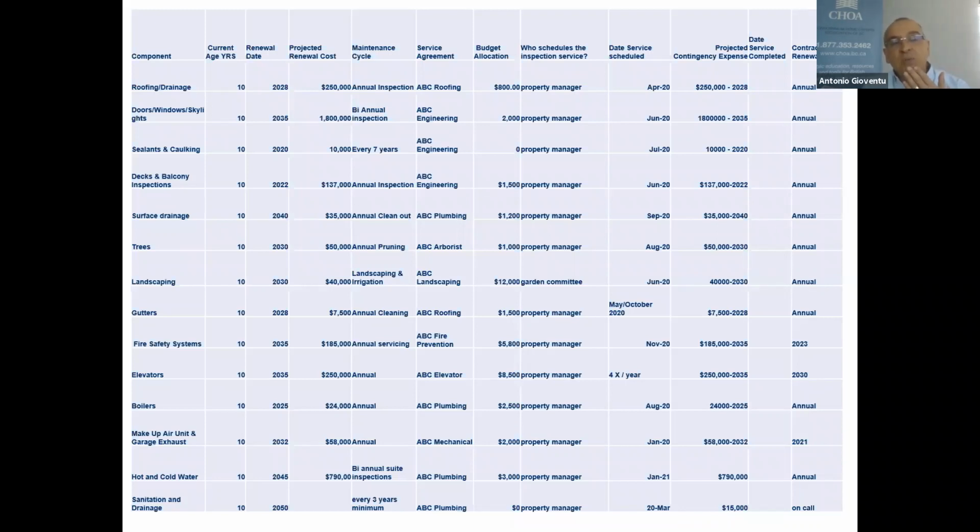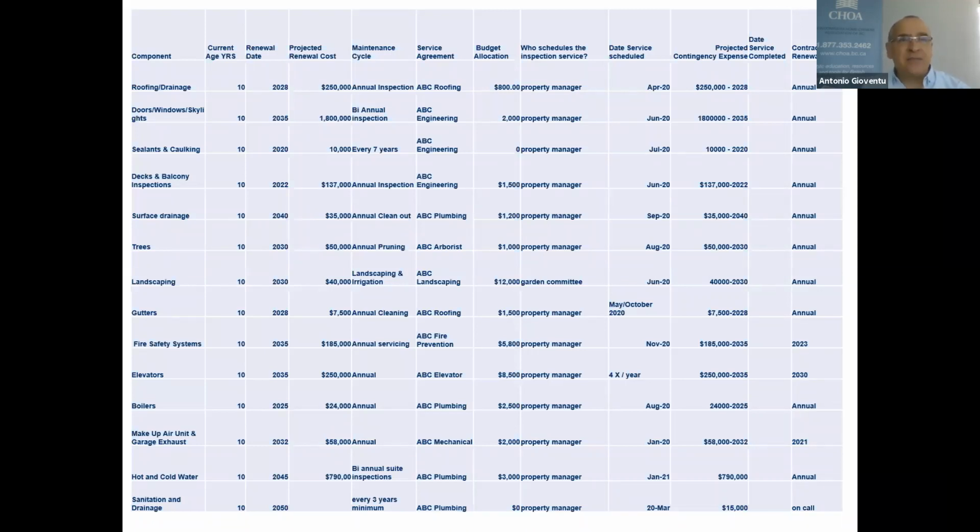So as we go through this, we look at the roofing and the drainage system. It's 10 years old. Its projected renewal is 2028. What that tells me is by probably about 2024, 25, in addition to annual inspections, we're going to probably start some sort of renewal process for the roof. We will have an annual inspection. We've hired a roofing company. They can give us a good idea about when the roofing system itself is probably likely needing a renewal.